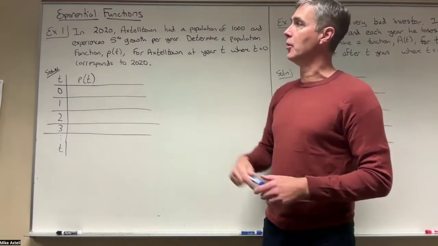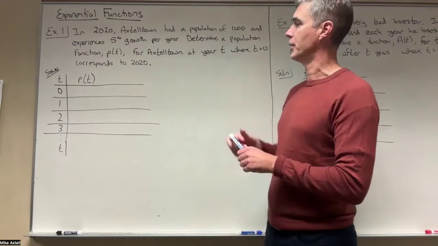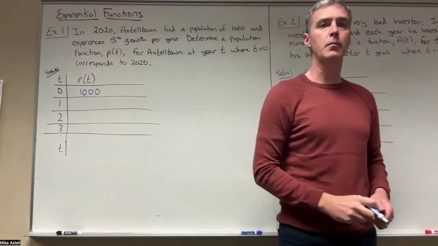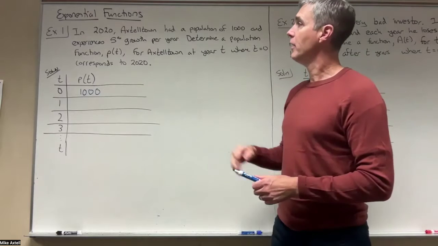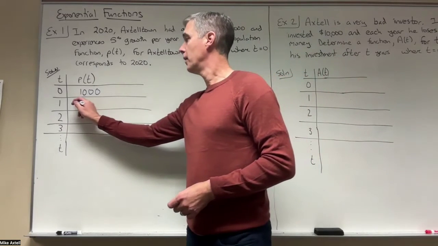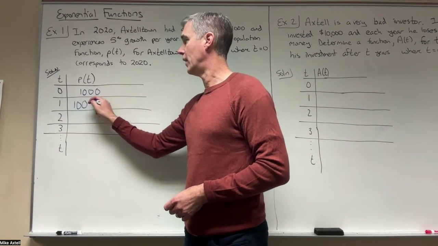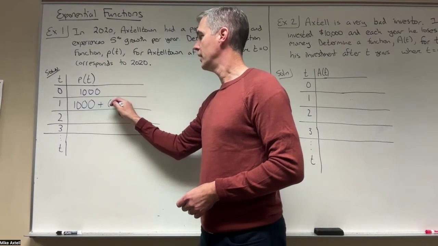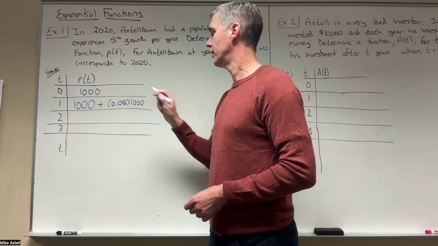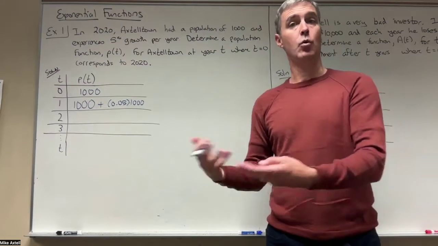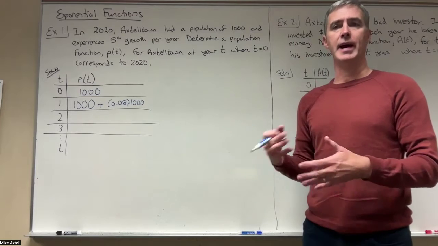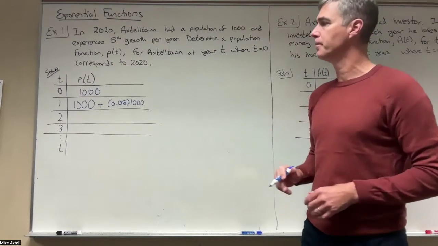So at time 0, that's 2020, and we knew our population was 1,000. One year later, our population has grown by 5%. So I have the 1,000 that I had before, plus 5% of 1,000. I'm going to add 5% more people, and I'm going to simplify this slightly. I don't want to crank out the number, I want to see a pattern, so I'll simplify it a little bit and leave it alone.